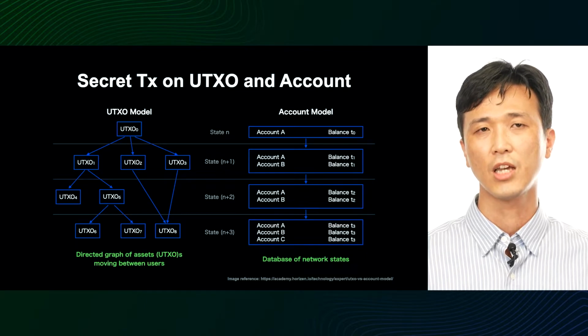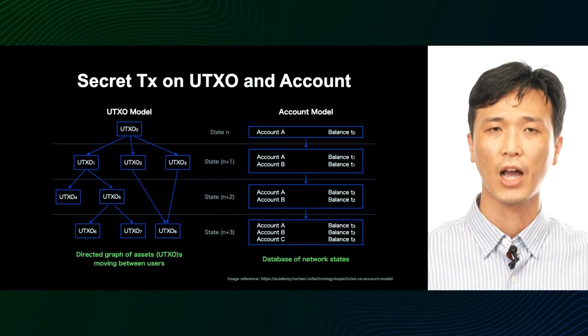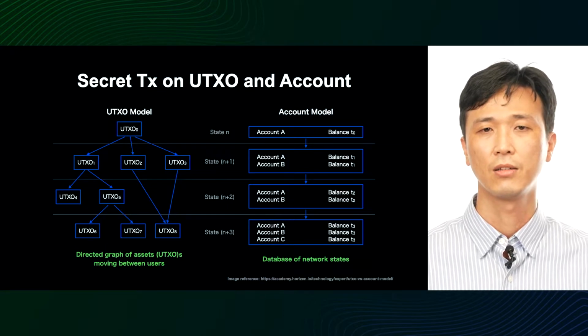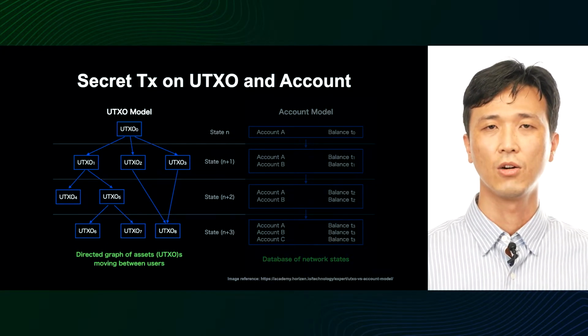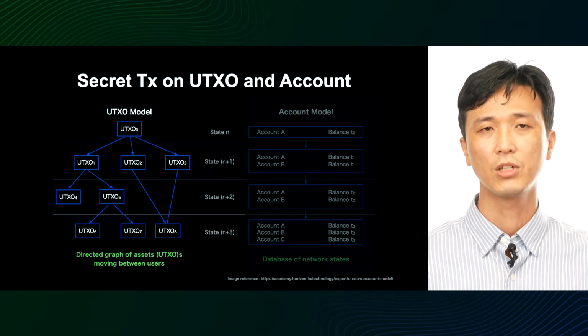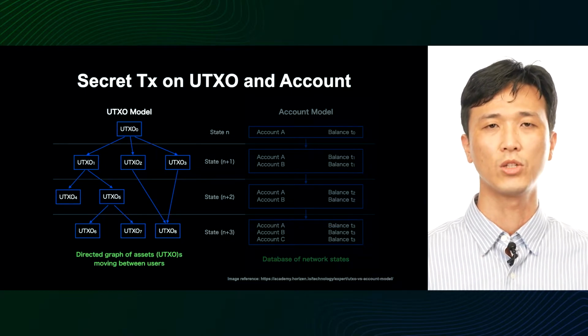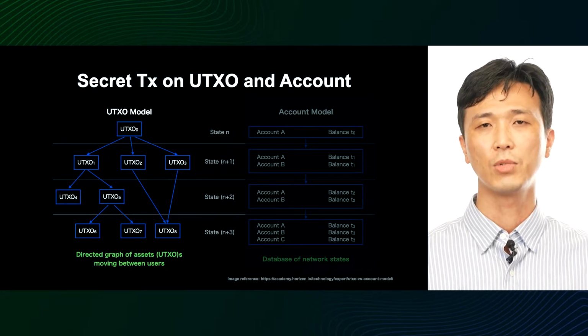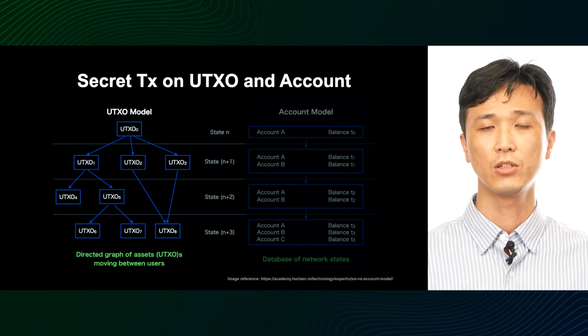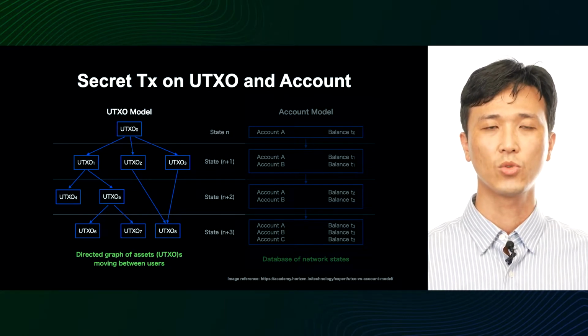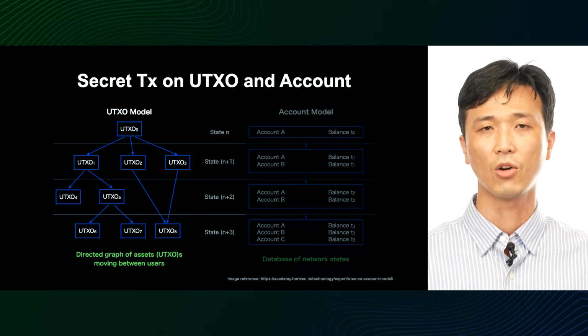Due to the differences in the way the UTXO model and account-based model store data, there is also a difference in the privacy-enhancing technologies that can be used. The UTXO model is stored in the form of a directed acyclic graph, as shown on the left. And while retaining the unique information in the form of an object when the UTXO is created as a way to store the state.